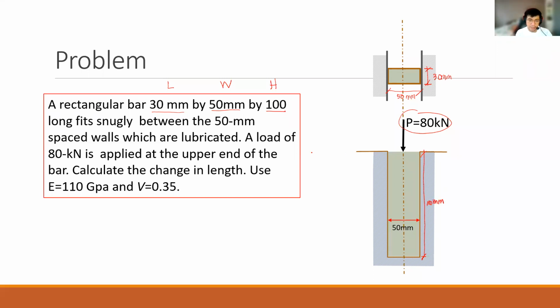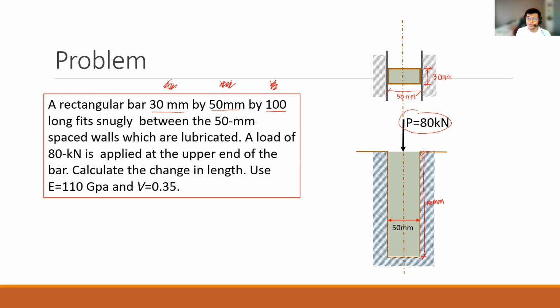Okay, so a load of 80 kilonewton is applied at the upper end of the bar. Calculate the change in length. So the problem is asking for the change in length. So asa man ang length, ana? So again, this is not the length, ha?